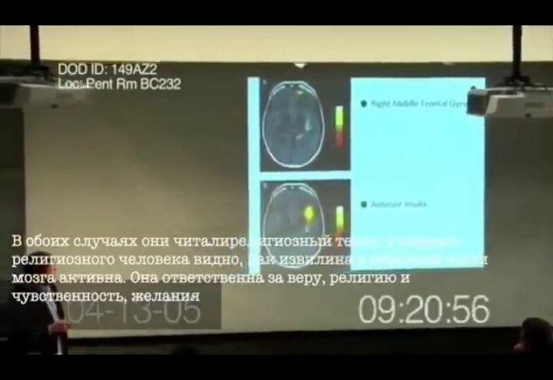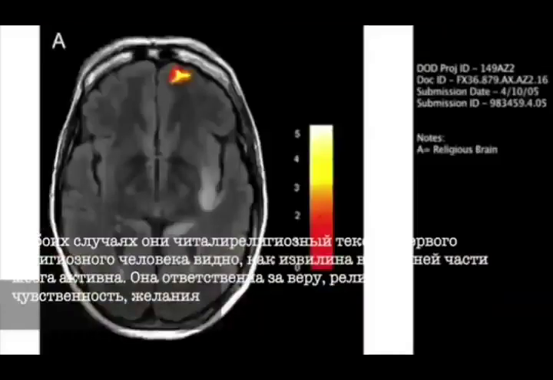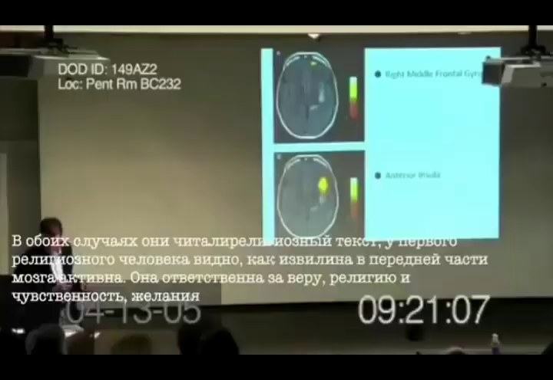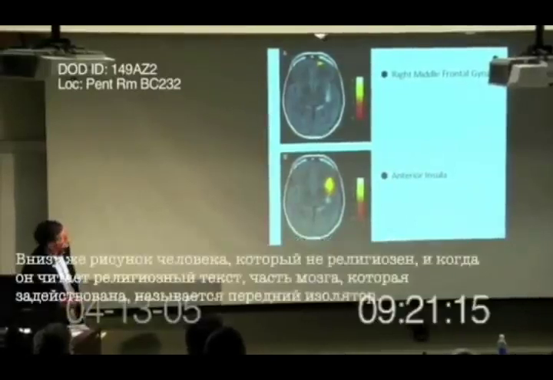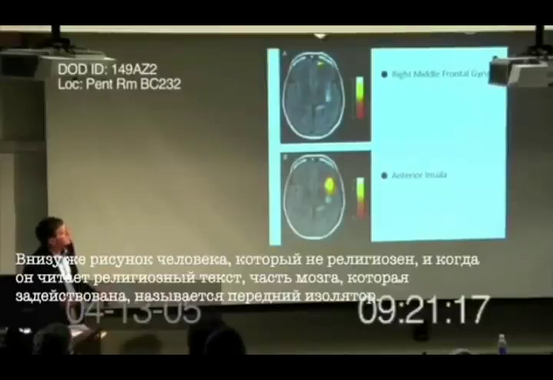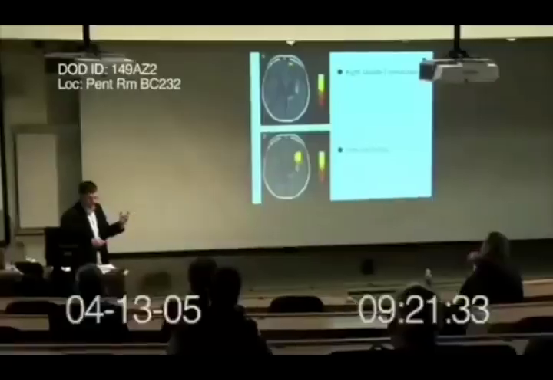lit up the right middle frontal gyrus, shown here, and that's a part of the brain that's associated with theory of mind. It's a part of the brain that has to do with intents and beliefs and desires. In marked contrast, here's an individual who would not particularly self-describe as religious, and when they're read a religious text, what you see is that this part of the brain called the anterior insula lights up. This is a part of the brain that's associated with disgust or displeasure on hearing something.